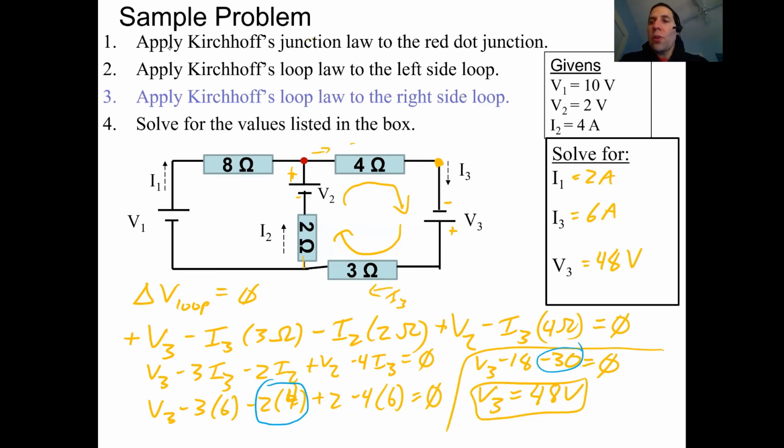I just want to recap what happened here. I made the loop go clockwise for the right loop and applied Kirchhoff's loop law. And I did make a mistake initially here with 2 amps, putting 2 amps in for I2 when it's actually 4 amps. But when I corrected it and did the math, it came out that the battery voltage for battery 3, V3, is 48 volts.